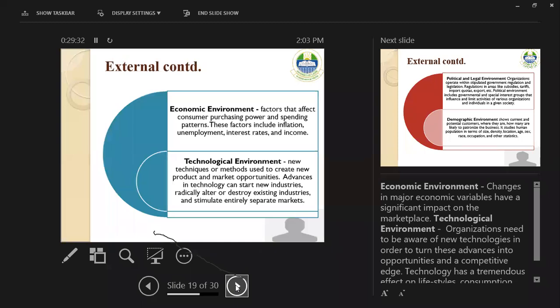Economic environment. When we talk about economic environment, of course, we know that changes in major economic variables definitely will have a significant impact on the business organization, and probably the marketplace. Economic environmental factors will have effect on consumer purchasing power and spending patterns, just like it has on Nigerians now. Everybody is crying. The inflation rate is so high. There is unemployment, interest rates for those who are borrowing is also so high. The income remains stagnant for those who are working, and even for business people, the margin of what is coming in is nothing to write about.